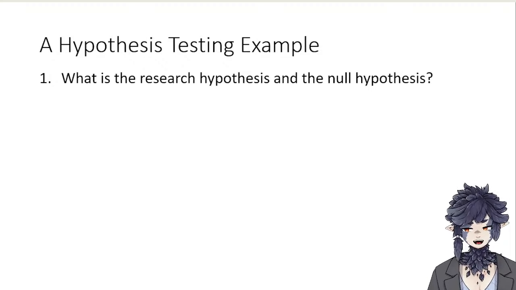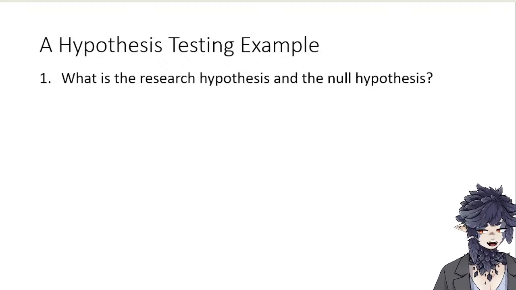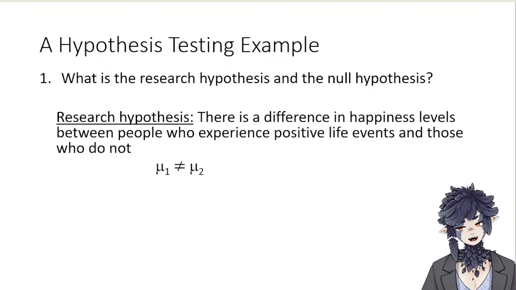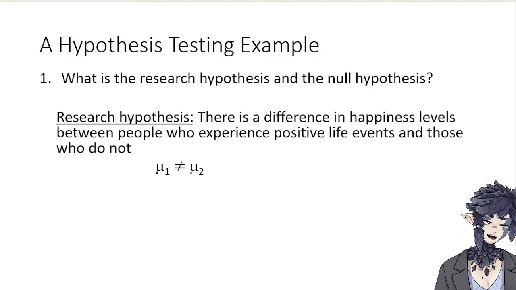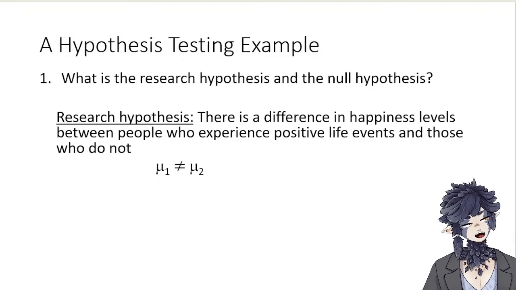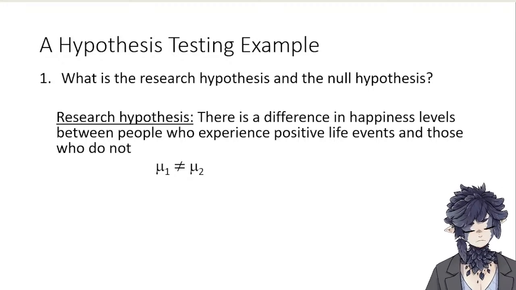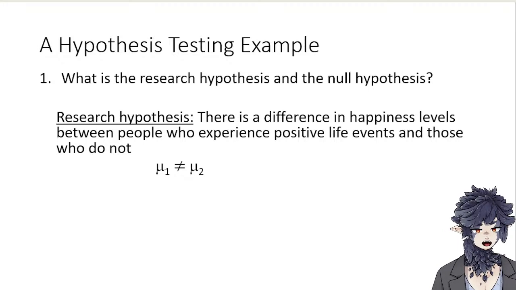So, our research hypothesis is that there is a difference. In this specific case, this would predict that there is a difference in happiness levels between people who experience positive life events and those who didn't. Or in more specific terms for this study, the woman who got $10 million should be happier 6 months down the line than people who didn't.